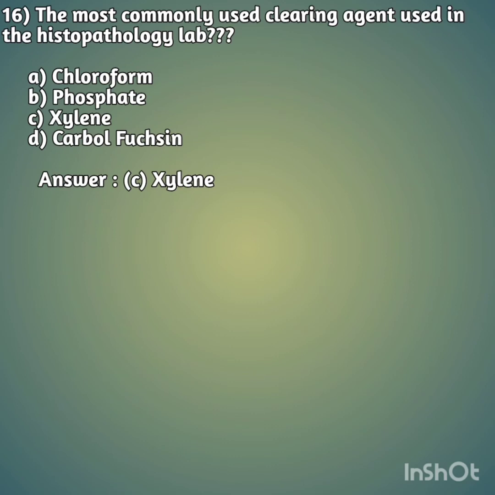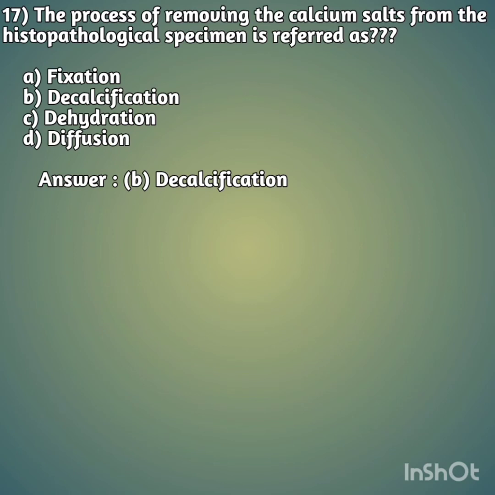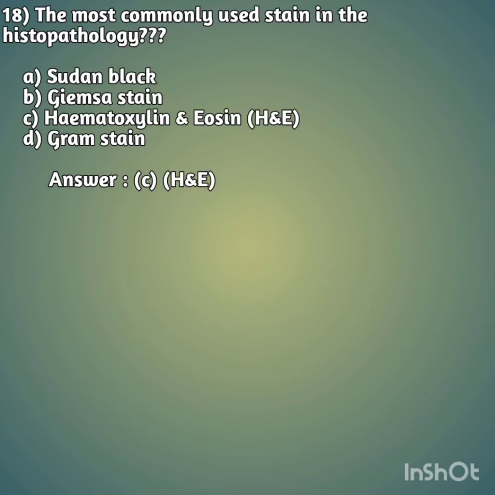Okay, moving on to our next, that is 17th question. The process of removing the calcium salts from the histopathological specimen is referred to as. Option A fixation, option B decalcification, option C dehydration, option D diffusion. So your right answer is option B decalcification. What do you mean by decalcification? Means removal of calcium ions. Okay. So next moving on to our next question, that is 18th question.